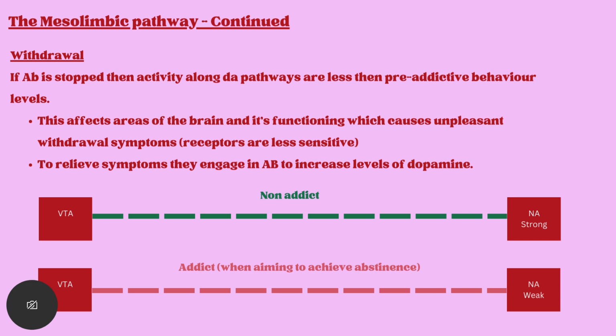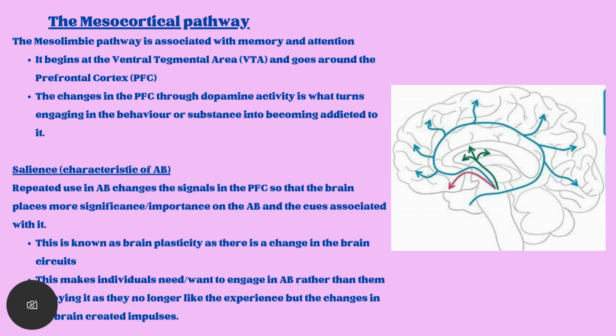And to relieve these symptoms, they then begin to engage in addictive behaviour to increase levels of dopamine, to feel that feeling of pleasure and not drowsiness and sickness and nausea. So the mesolimbic pathway is all to do with how we initiate, how we sustain, but then also why we have withdrawal symptoms and why a lot of addicts will relapse. So then the next pathway to consider is the mesocortical pathway.